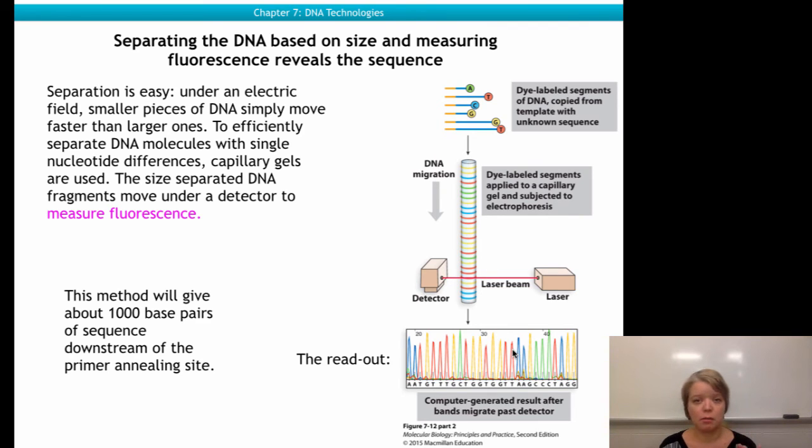And this method and the machines that perform DNA sequencing have been so well optimized by now that you can get about 1,000 base pairs from a single run. It didn't used to be this efficient. In the past, people actually published papers. This was enough for publication, that they sequenced a stretch of DNA that was about 200 nucleotides long.